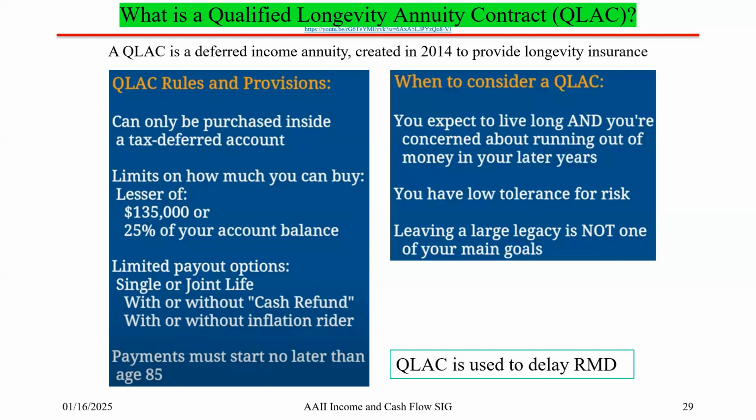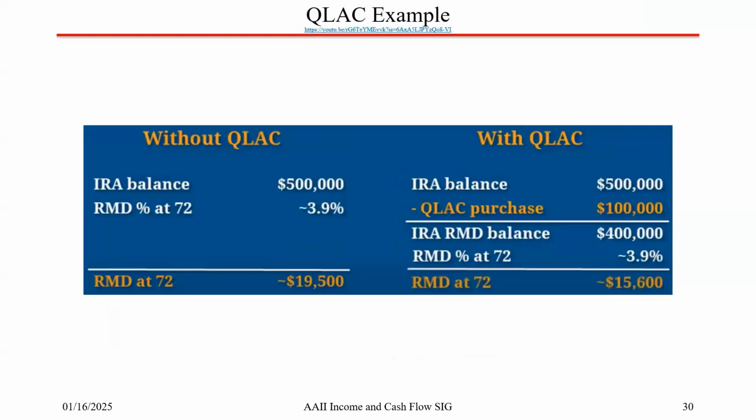When to consider a QLAC? Well, first you have to expect you will live very long and that you will run out of money. And you have low tolerance of risk. But you don't care about leaving a lot of money behind. Okay, so here's the example. Basically, it's showing you the tax benefit of reducing RMD. QLAC has a limit, so you can only do a limited amount. But with a QLAC, you reduce your RMD, in this case, by $4,000 a year.